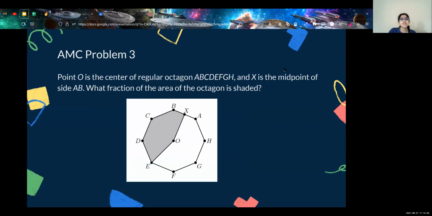Yeah. Okay. Point O is the center of the regular octagon ABCDEFGH, and X is the midpoint of AB. What fraction of the area of the octagon is shaded?